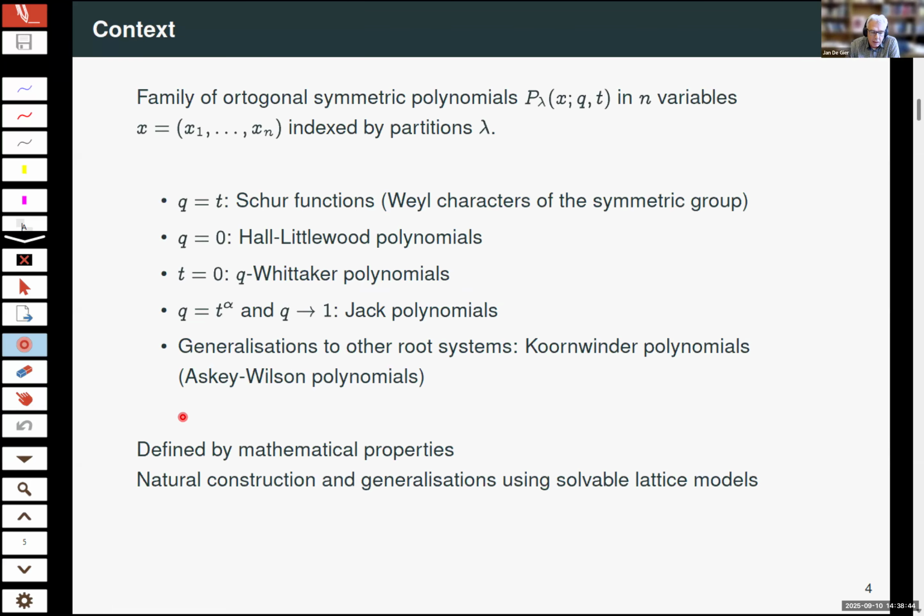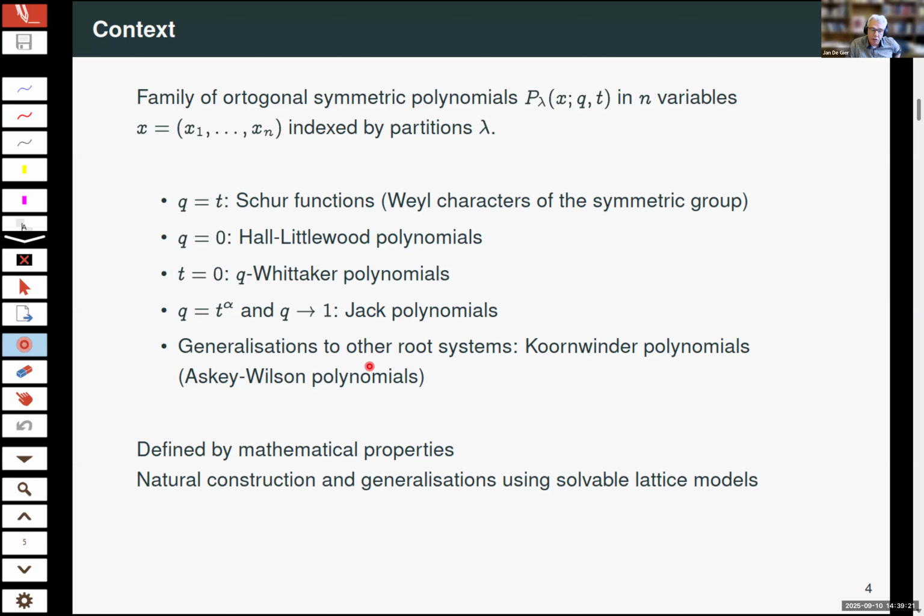I'm not sure everyone is completely familiar with them, but they are a family of orthogonal symmetric polynomials in n variables indexed by partitions lambda, and they reduce to well-known other families of symmetric functions like Schur functions. I should say they depend on n variables x, but also on 2 parameters, q and t. And when q is t, we get Schur functions. q is 0, Hall-Littlewood polynomials, t is 0, q-Whittaker polynomials. Then there is a limit to Jack polynomials.